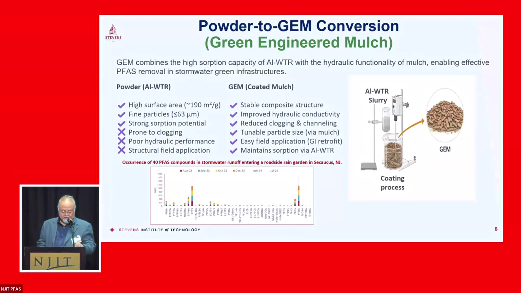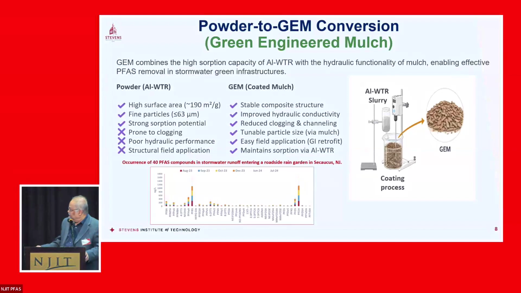So we extended this concept further to generate green engineered mulch, or GEM. All green infrastructures need mulch for vegetation to survive. So we thought, how about coating the mulch with ALWTS so that they not only provide nutrition to the plants, but also act as a PFAS and metal filtration media. That led to the development of GEM. They can be retrofitted in roadside GIs without the need of any structural modification or soil mixing.